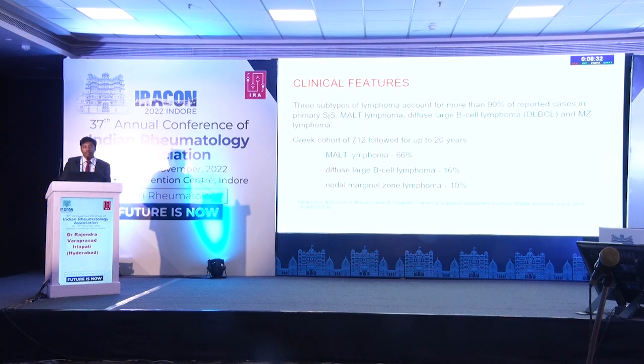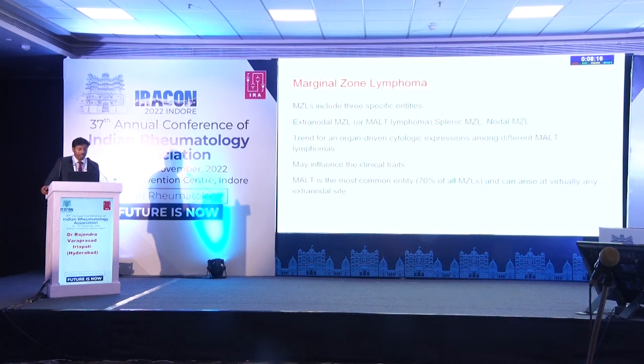Of all the different types we see, studies have shown that almost 90% of the lymphomas are either MALT lymphoma, diffuse large B cell lymphoma, or nodal marginal zone lymphoma. MALT lymphoma is nothing but marginal zone lymphoma itself, which is the most common type. Marginal zone lymphomas can be extranodal, that is, involving the glands, splenic marginal zone lymphoma, or nodal marginal zone lymphoma. The type of lymphoma, the proliferation and the clinical characteristics depend on the site of origin of these lymphomas.